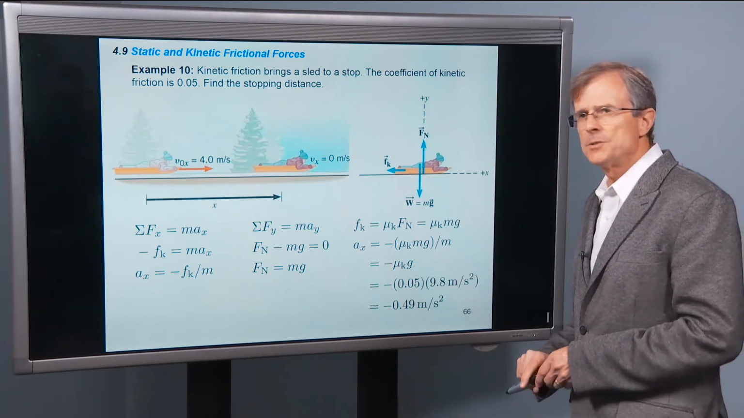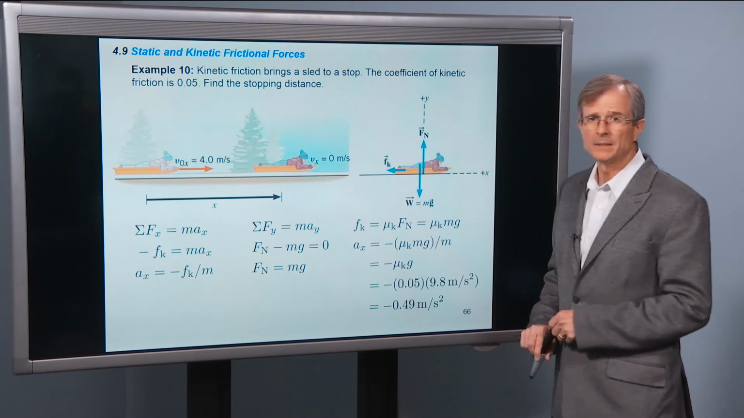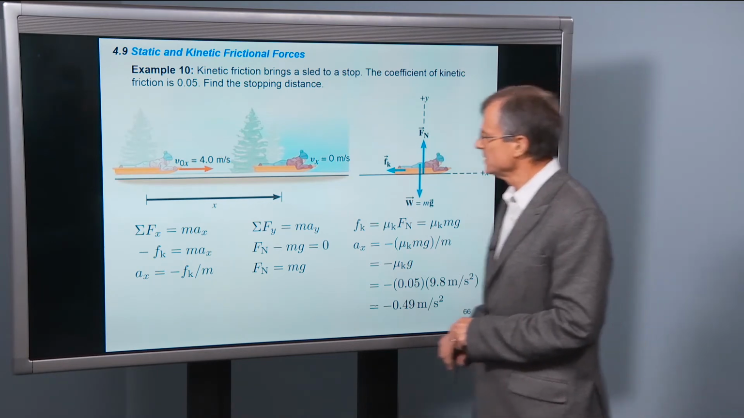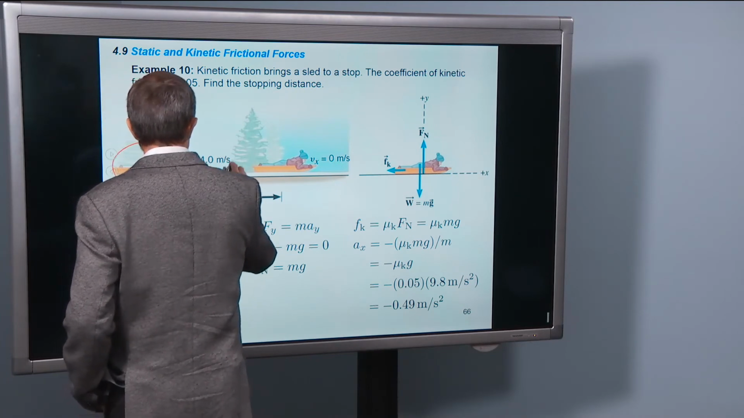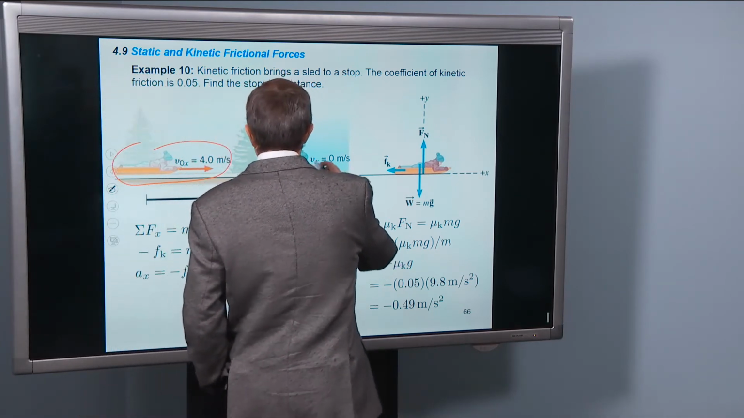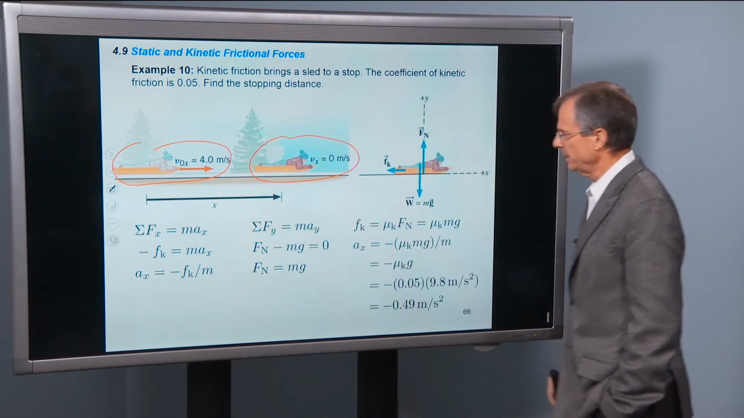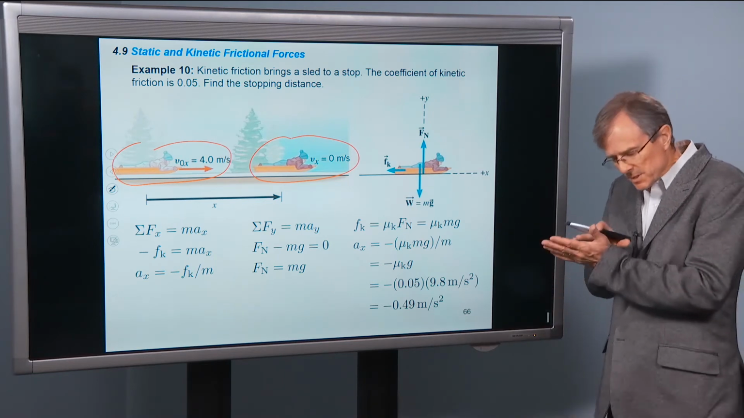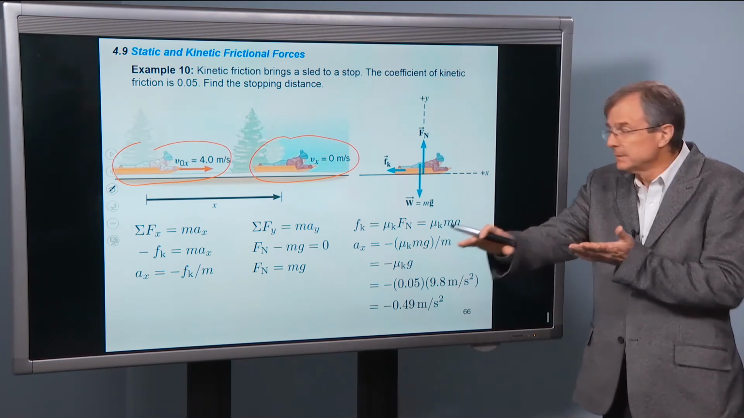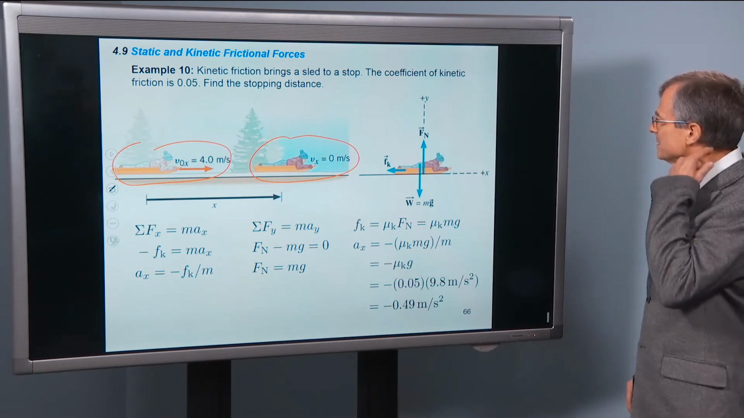All right, let's do an example. Kinetic friction brings a sled to a stop. So here's the child on the sled moving along at 4 meters per second. And a little while later, the child stops. And it's kinetic friction that's slowing him down. Why? Because the sled is sliding along the snow. Find the stopping distance.